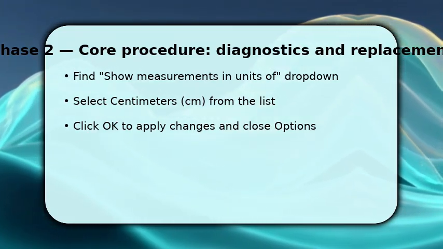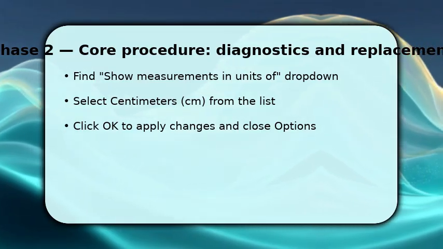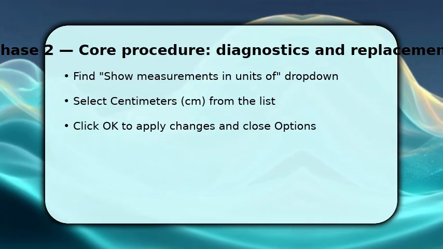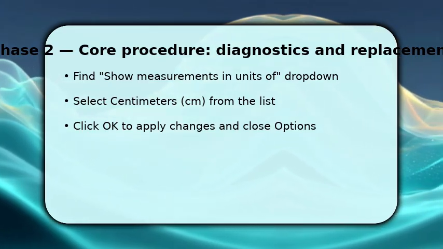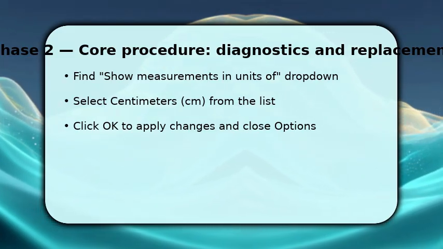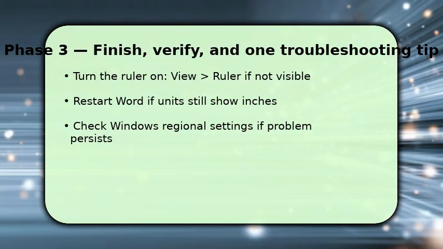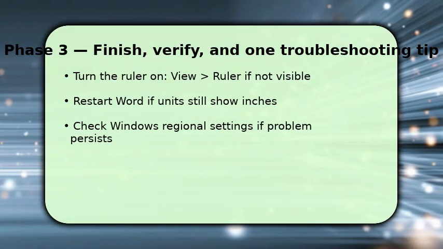After selecting centimeters, click OK to save and exit options. Then return to your document and look at the horizontal and vertical rulers. They should now show cm marks. If not, double-check you closed options. Changes apply only after you confirm. Now verify the rulers. Go to View and toggle Ruler on so you see the change.